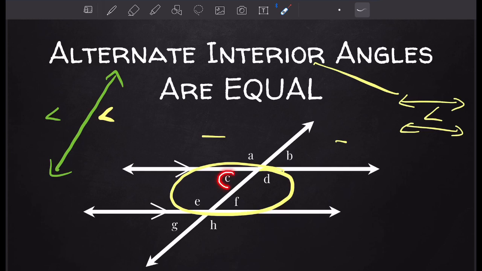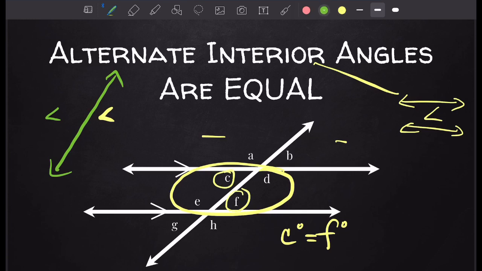So if C is on the left, its partner would be directly across, okay? C would be equal to F. So alternate interior angle is one angle on the left, one angle on the right. They should be in between the parallel lines and they should be across each other, okay? So C is equal to F because they are alternate interior angles. So these two are equal.